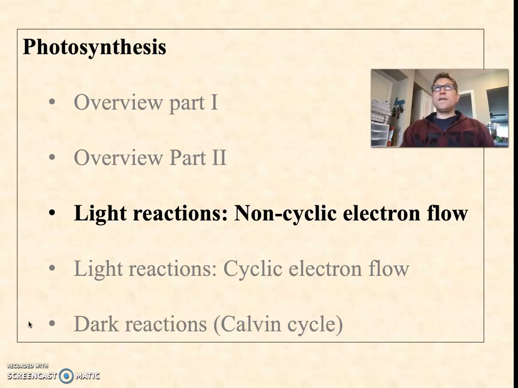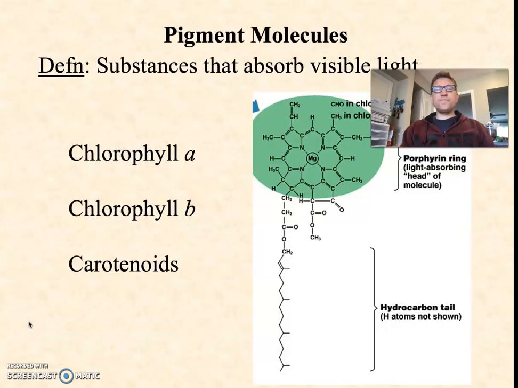So let's jump into the light reactions of photosynthesis, keeping in mind that we're in a plant cell, in a chloroplast, in a thylakoid membrane. So keep track of where all this is taking place. And we're going to focus first on what's called non-cyclic electron flow.